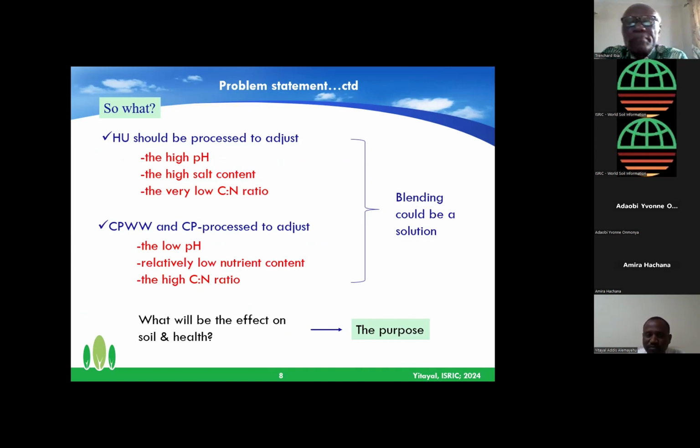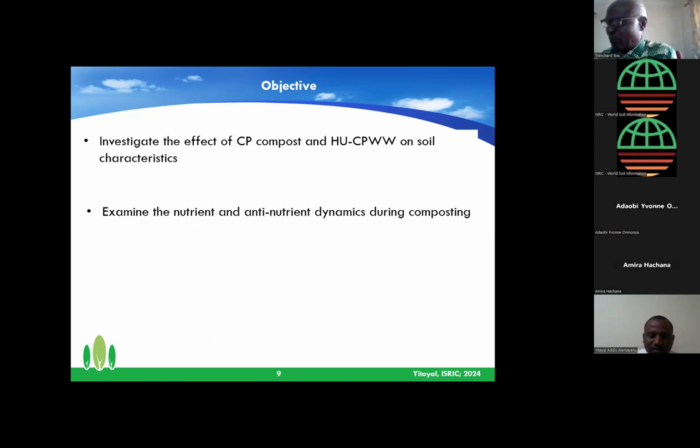What about the coffee processing wastewater and the coffee pulp? It has the low pH, relatively low nutrient content, and the high carbon to nitrogen ratio, just the opposite of the hydrolyzed urine. What if it is blended? The blending could be a solution to address the two wastes. So the effect on soil and health is the purpose of this presentation, okay?